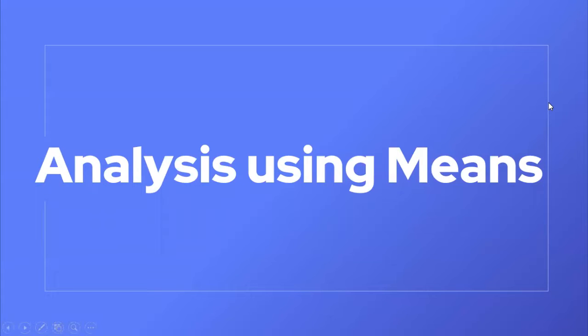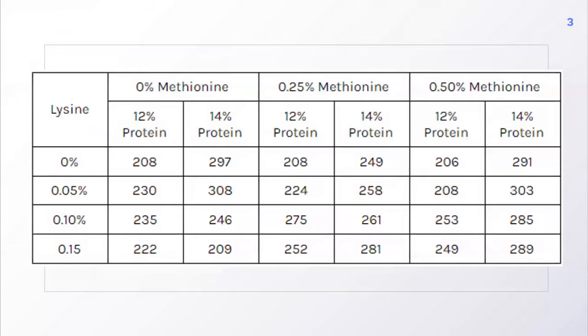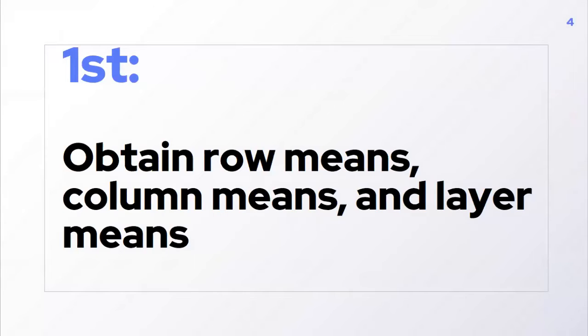So let us try and apply analysis using these in our example, weight gain and fix. Recall our original dataset. Now the first step is to obtain the row means, the column means, and the layer means. The row means are our A sub r's, the column means are our B sub c's, and the layer means are our C sub l's.